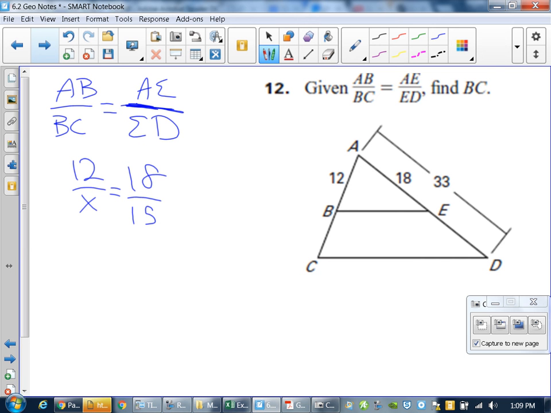Cross multiply, exactly. When you cross multiply out, you get 18x is 180. What's 180 divided by 18? Remember, I got 15. This whole thing here was given to you at 33. Subtract out the chunk of 18 and you're left with 15.